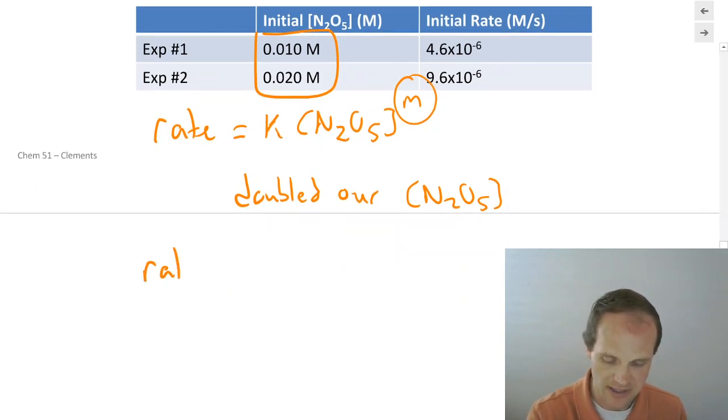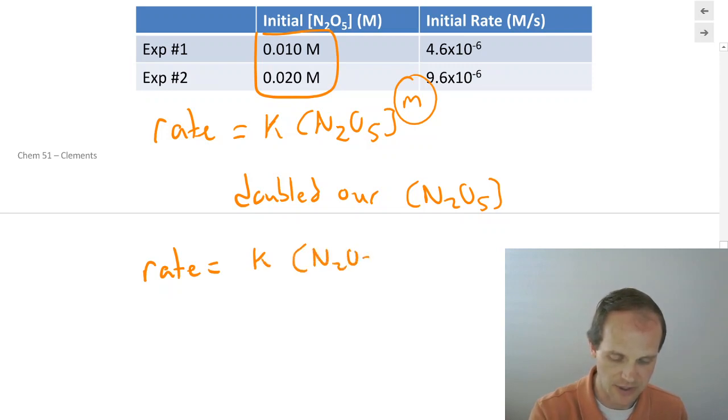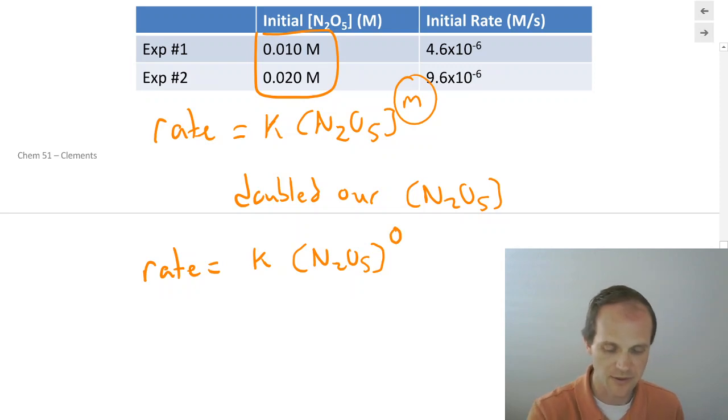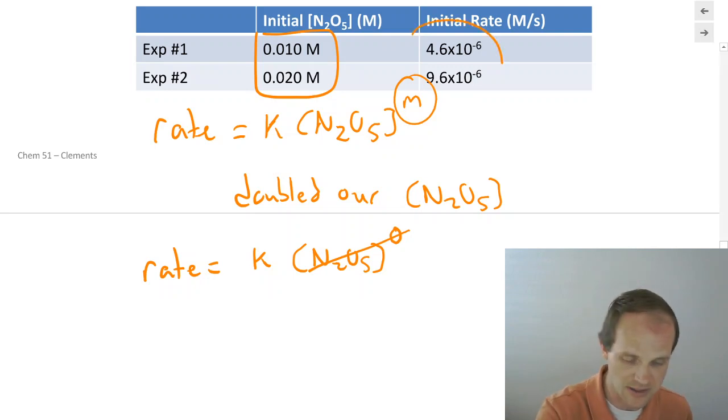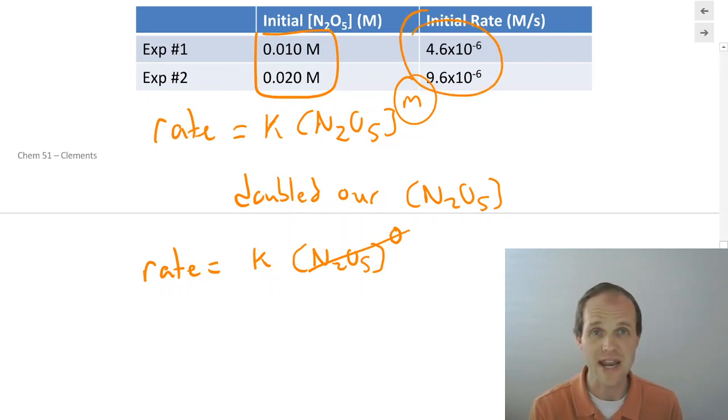So we've got rate equals K times N2O5 to the 0. Well, N2O5 to the 0, that crosses off because it's just 1, and rate is equal to a constant. Was our rate equal to a constant? No, it changed, right? Our rate also changed during this experiment, so we know that it's not 0 order.